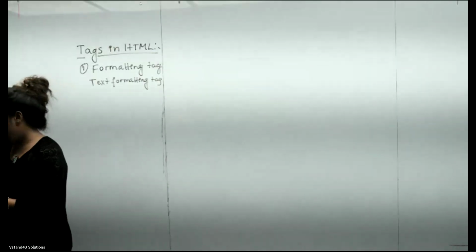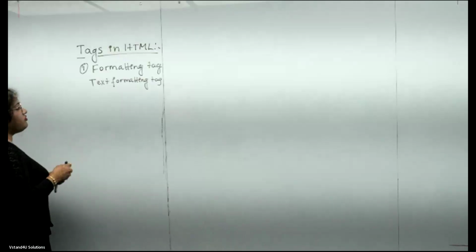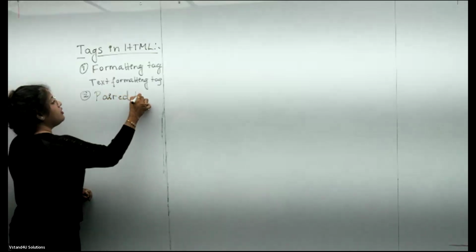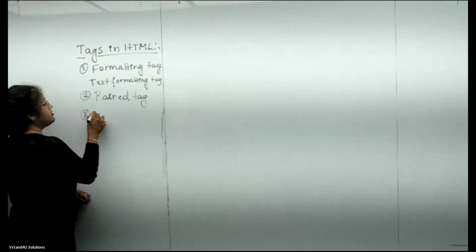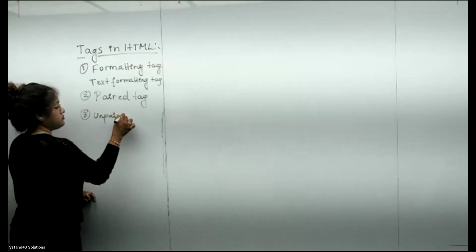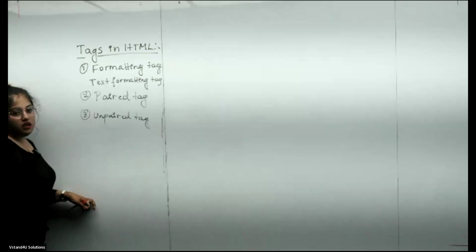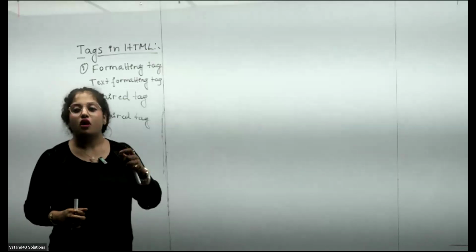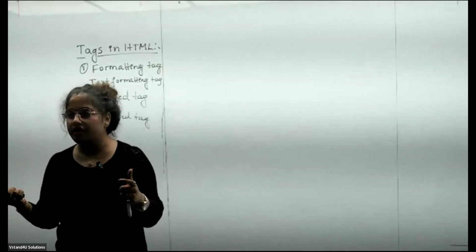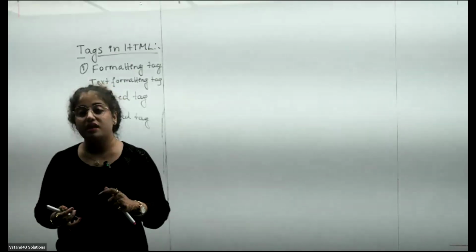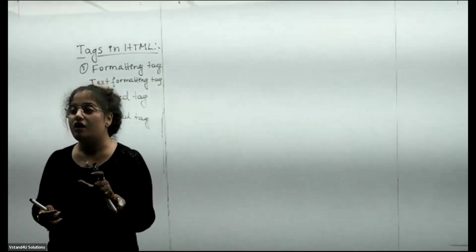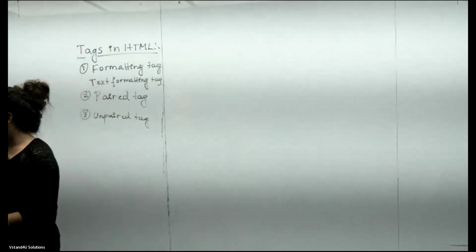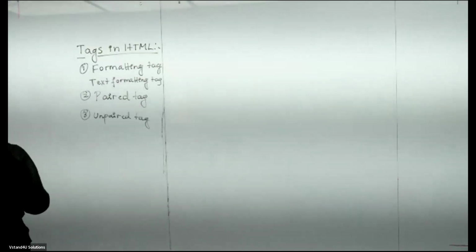Yes or no? Now, after that, you have two more types of tag. One is called paired tag, and another one is called unpaired tag. What is a paired tag? Which has both opening tag and closing tag is called paired tag. What is an unpaired tag? Which has only one opening tag, that is called unpaired tags.